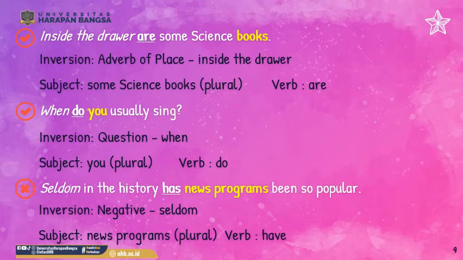What about the last example? Seldom in the history has news program been so popular. Here we have inversion using negative by using the word seldom. Ada inversi menggunakan negatif ya, ada kata seldom di depan. Seldom in the history and then followed by the verb has and then subject news programs. News programs is plural because you use S. So that's why here the verb that you use should be have, not has. So the sentence is incorrect.